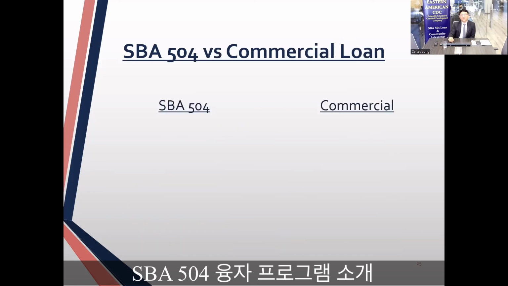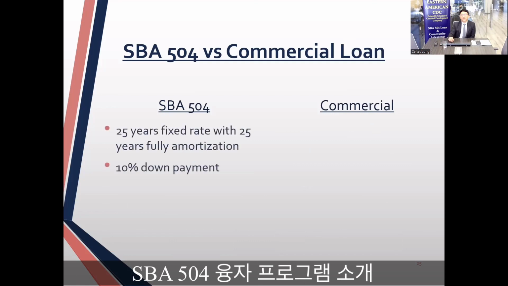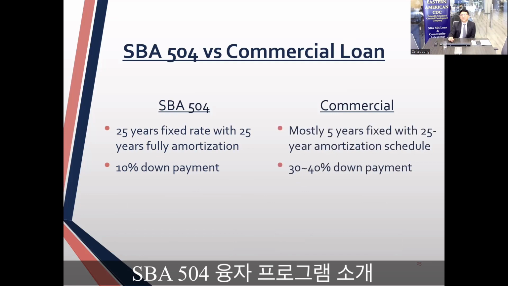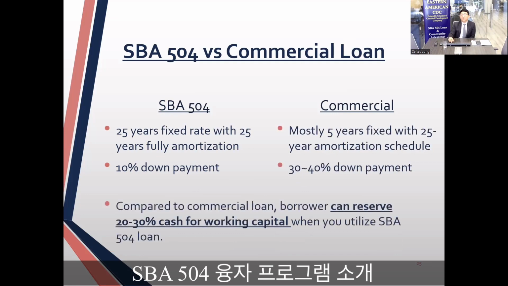Okay, what's the difference between a commercial loan and conventional lending? The SBA 504 loan is 25-year fixed with 10% down payment. But commercial lending is only 5-year fixed and 30 to 40% down payment. So when you use the SBA 504 loan, the borrower can reserve 20 to 30% cash for working capital, or they can run their own business in the building.